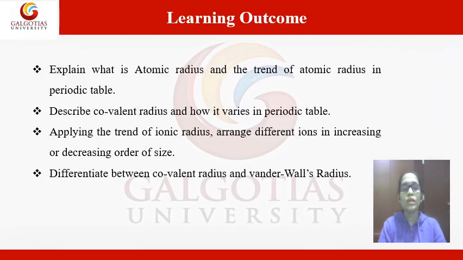What are the learning outcomes? After the class you can explain what atomic radius is and the trend of atomic radius in the periodic table. You can also describe covalent radius and how it varies in the periodic table. Applying the trend of ionic radius, you can arrange different ions in increasing or decreasing order of size. Also you can differentiate between covalent radius and van der Waals radius.